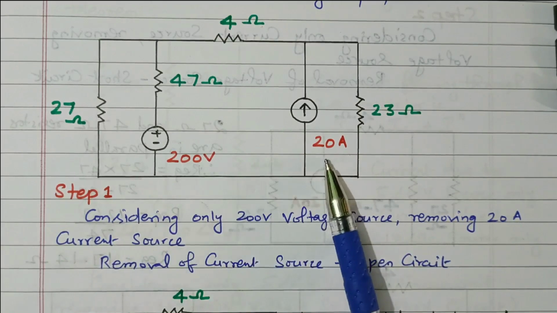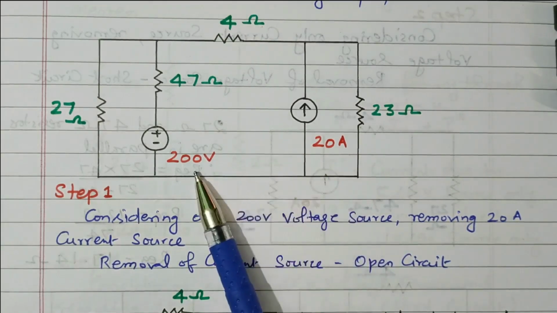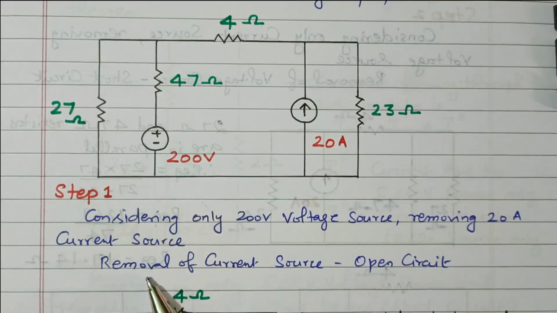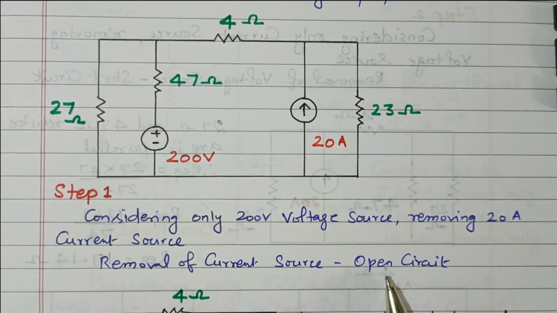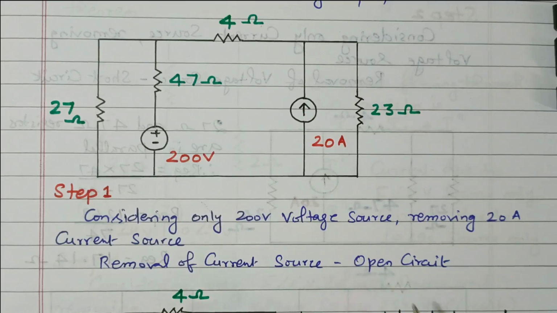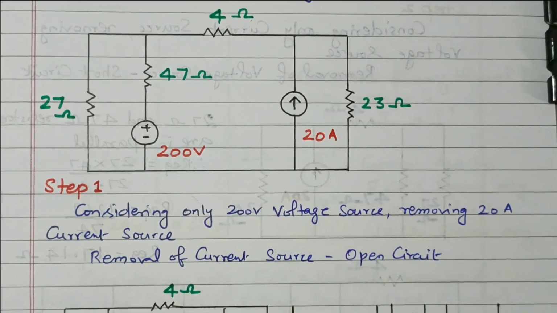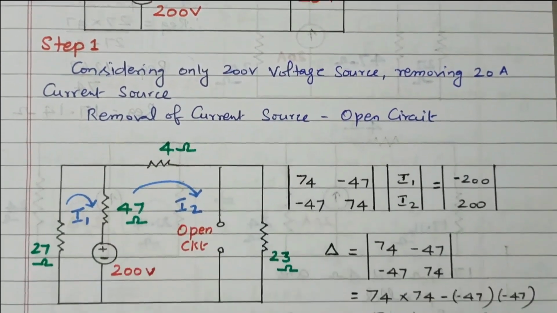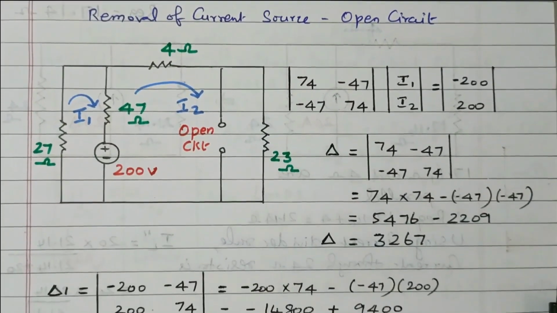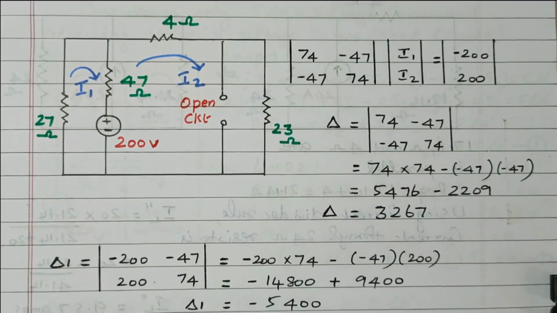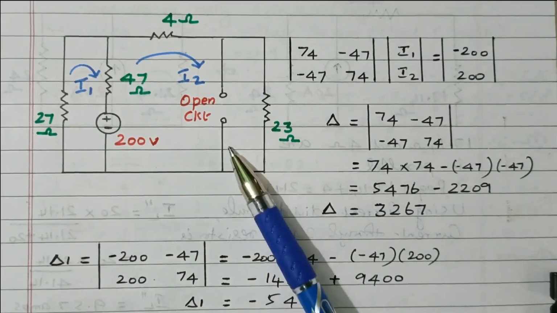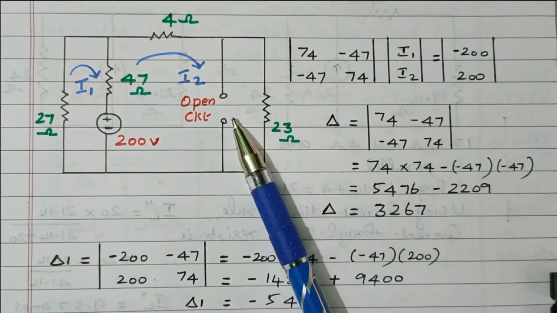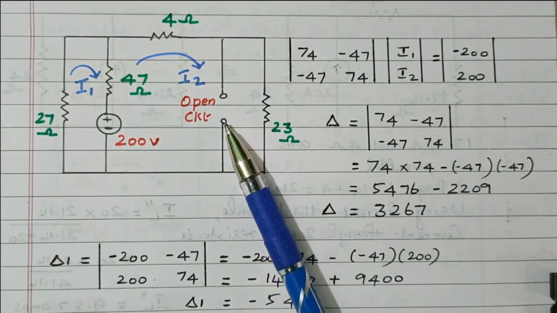In step 1, we are going to remove this 20 ampere source and consider only the 200 volt source. Removal of a current source means open circuit. While removing the current source, we have to make it an open circuit. A voltage source means short circuit, right? After removal of the 20 ampere current source, we will see the equivalent diagram. So the 20 ampere current source is removed and kept open, right?